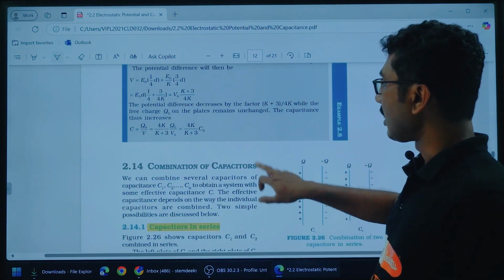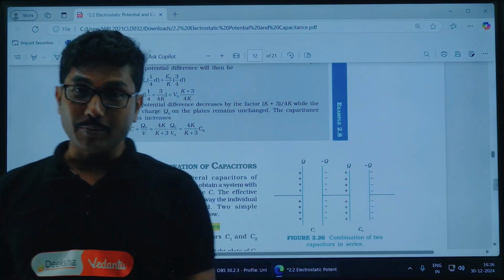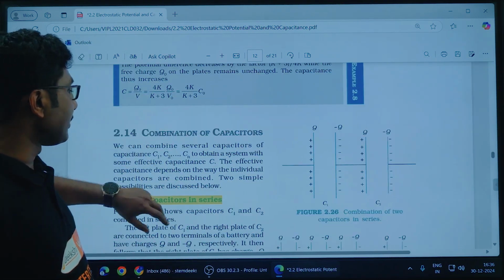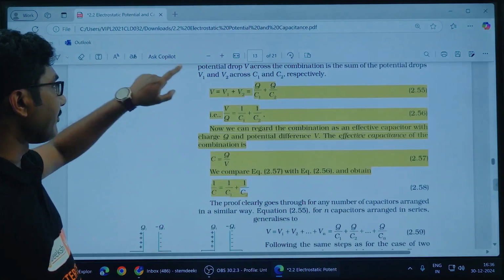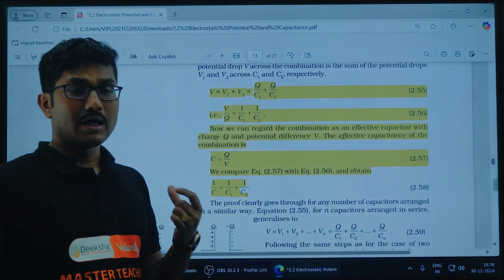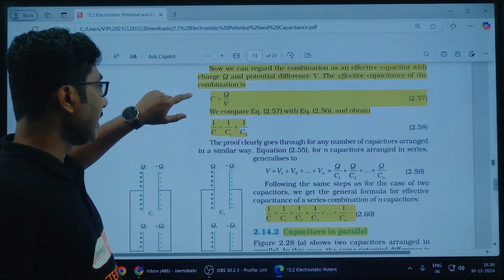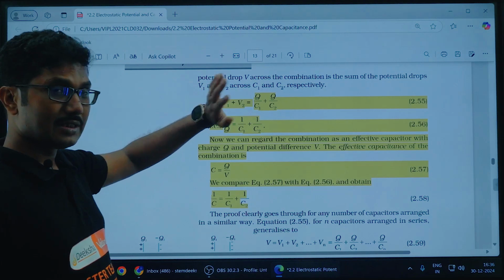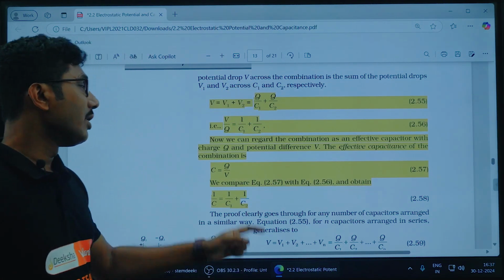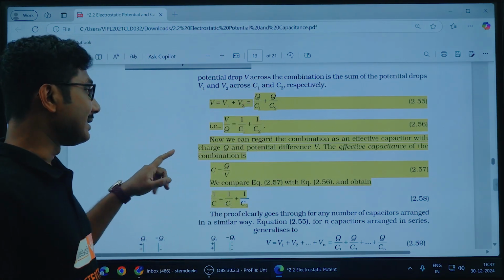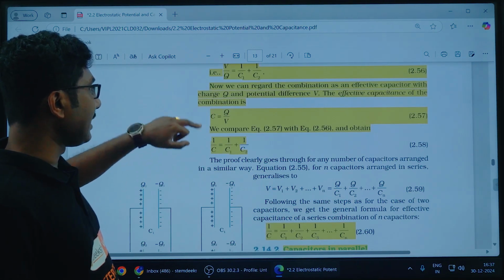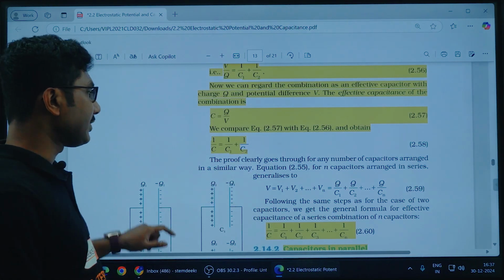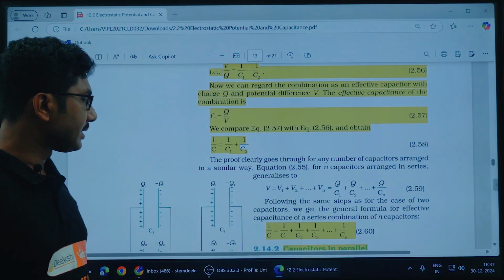Now, combination of capacitors is also important, not only the formulas, but also the derivation, especially the combination of capacitors in series, a very important derivation. I have done this derivation, you can check that, and if you are following from NCERT, then you have to start here. Explain the parts slightly: what is V1, V2, what is C1, C2, Q, and why Q is the same in a series combination. Then you can apply this, and this is the general formula for two capacitors in series.